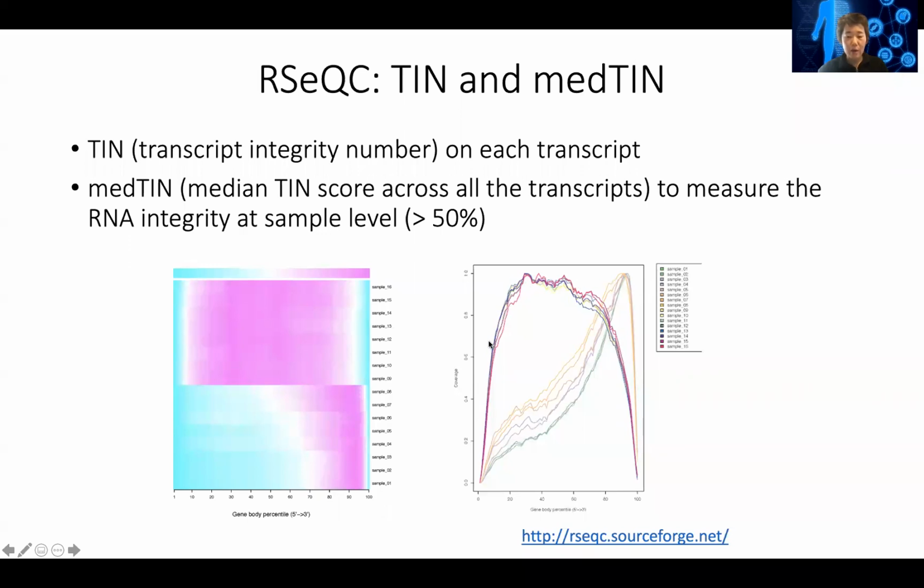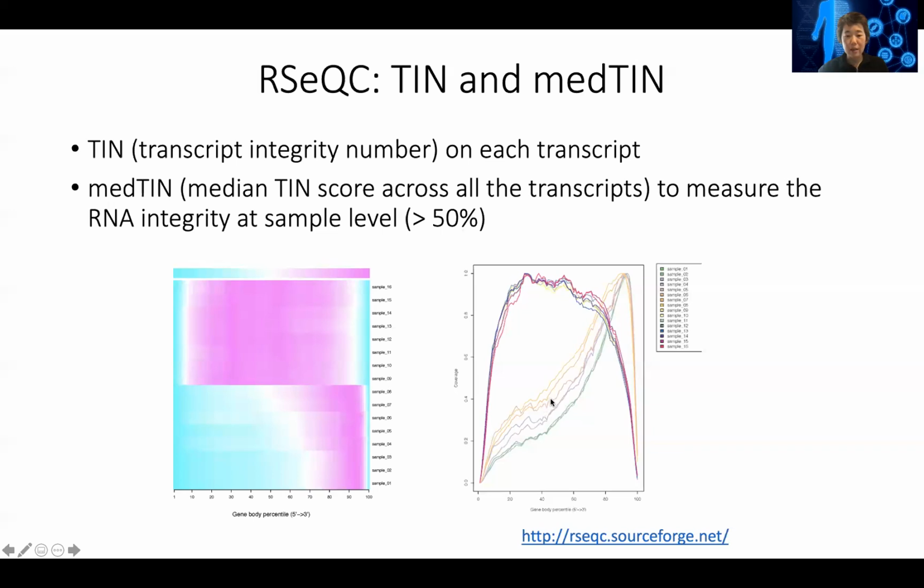If you have a high quality sample, in here you can see these samples are pretty good. Their overall transcript coverage is calculated across an average gene from the beginning to the end. You can see most of the time, the reads really cover the whole gene. But if the RNA sample is degraded, remember that happens from the 5' end, you can see most of the reads landed on the 3' end.